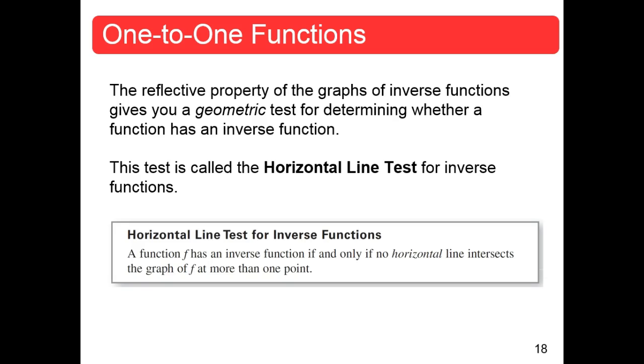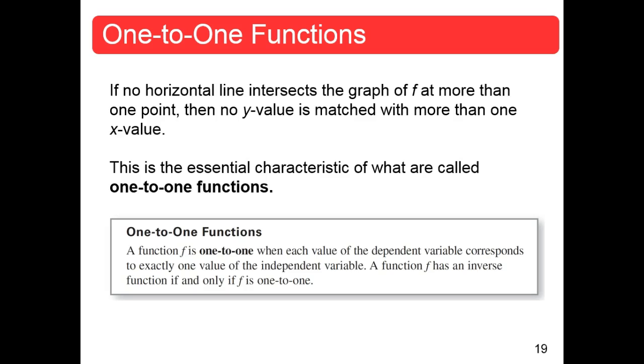A function f has an inverse function if and only if no horizontal line intersects the graph of f more than once. Okay? That's the test for the horizontal line. Like a vertical line test, where the vertical line can only intersect it once. So we've been using it. I'm sorry, I thought we had already done it.